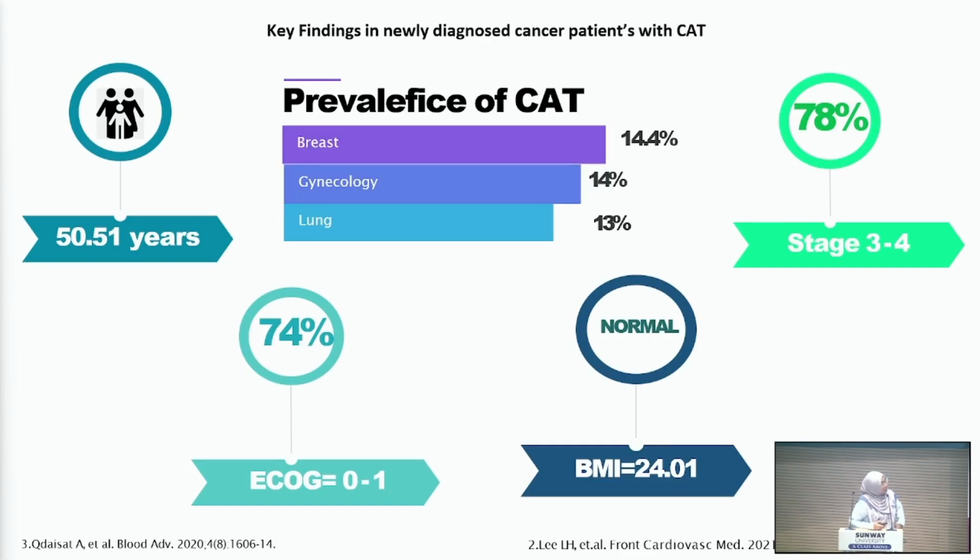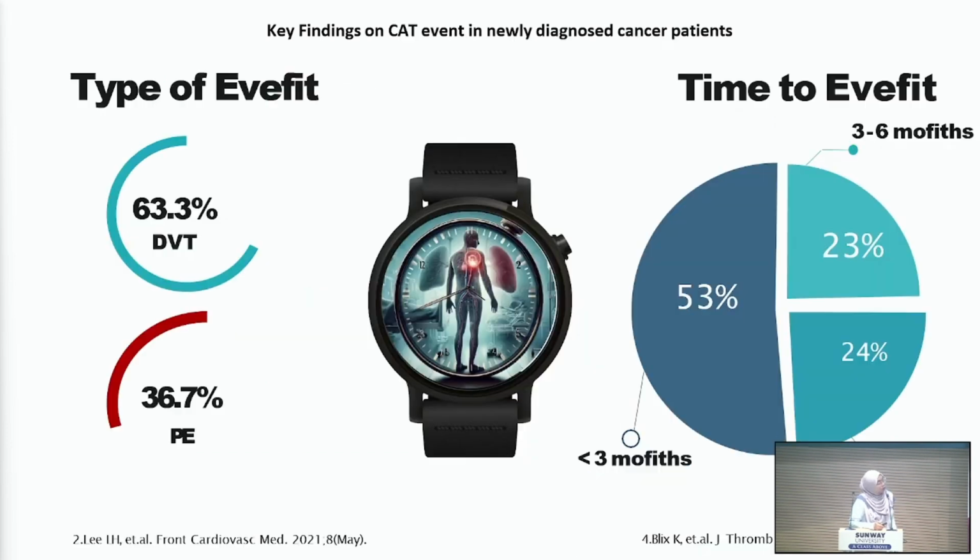Surprisingly, analysis revealed that the mean age of our patients was 50.51 years old, which is much younger than what was reported from previous studies, which is 60 years old. Body mass index was normal in our patients. 74% of our patients demonstrated good performance status with an ECOG score of 0 to 1. The prevalence of CAT was higher in breast, gynecology and lung cancer. And 78% of our patients had advanced stage cancer, stage 3 and 4.